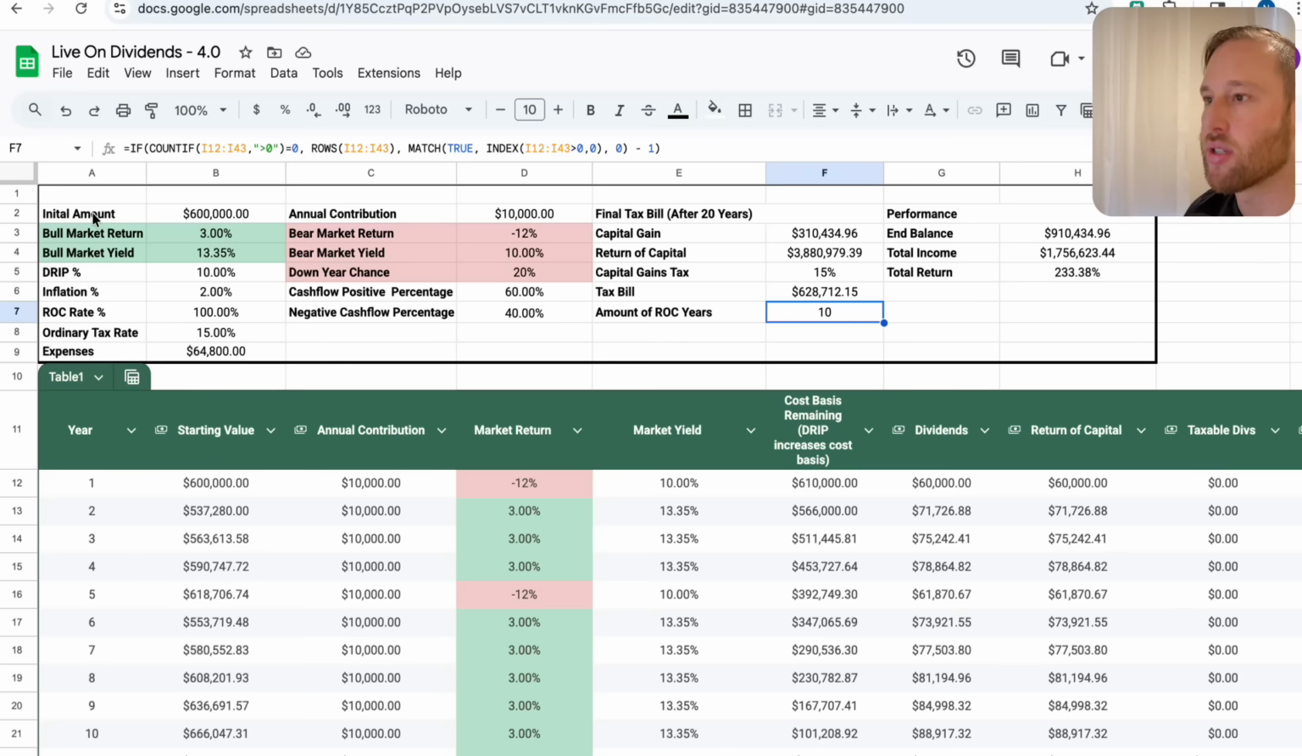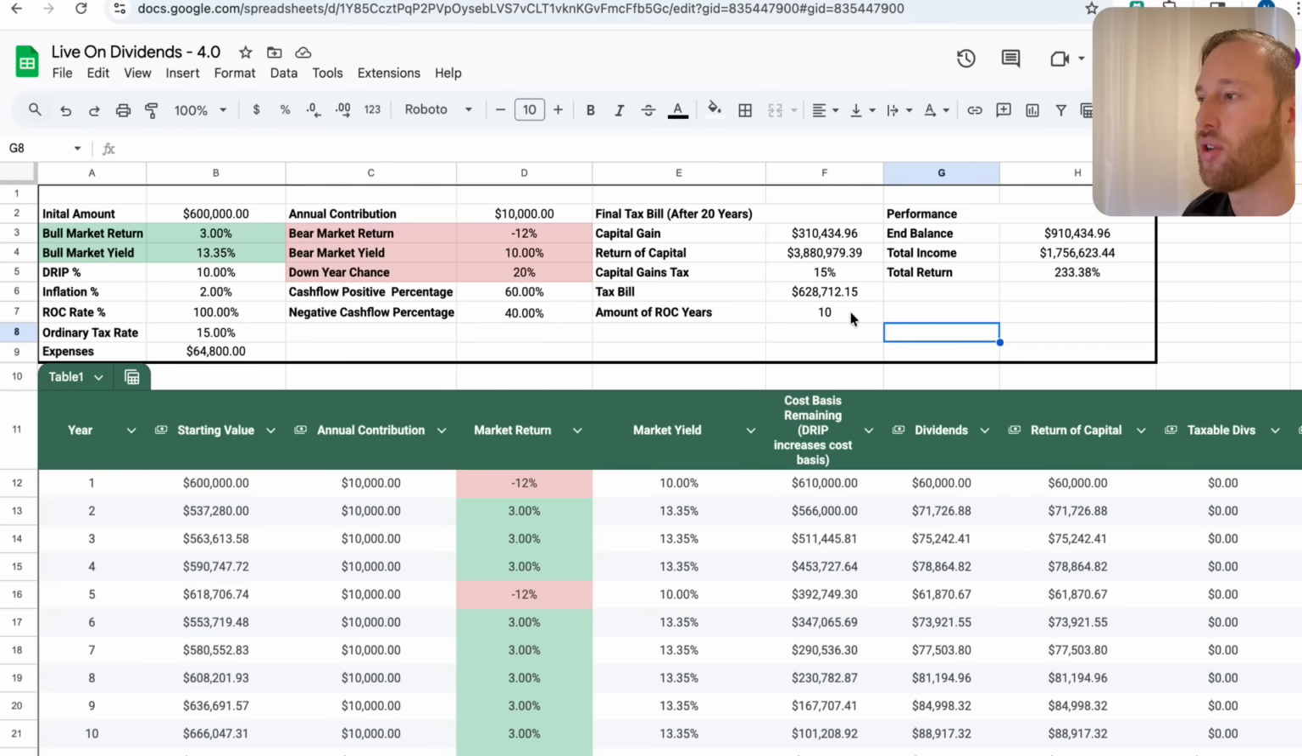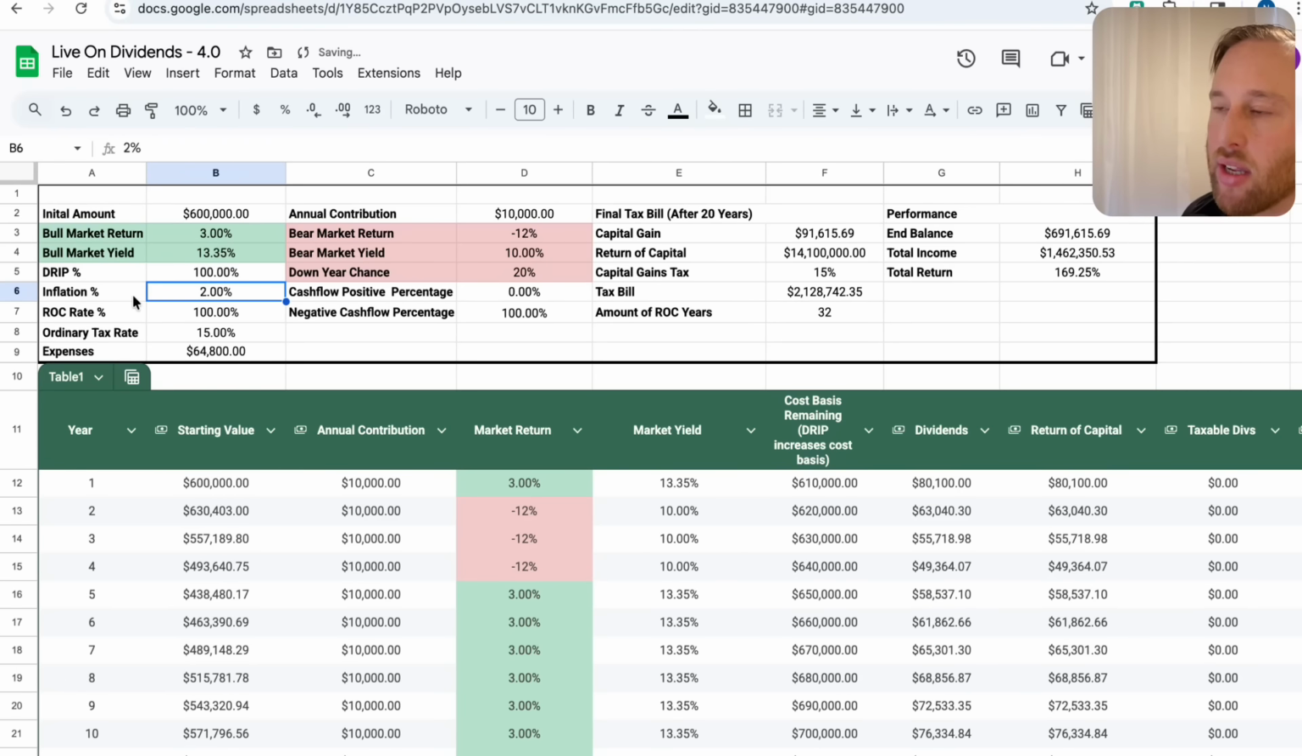So that's 10 years. All right. And I want to show you guys something, right? If you were to do 100% DRIP, you're going to reinvest the total amount every single year. Of course, now you're not withdrawing to live on, but if you were to 100% DRIP, and this is a question about a comment I had before, you can see what happens to the ROC years.